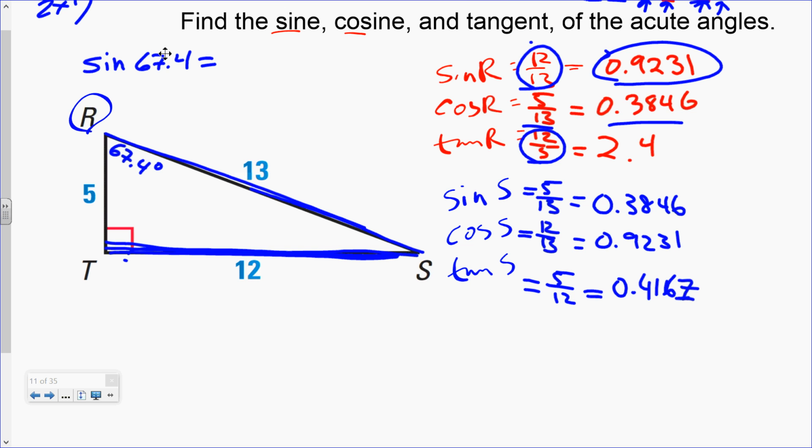You guys get 0.9232? Like Melgar? Vamos, you get it? Padilla, you get it? All right, I'll wait for you guys. Hit sine 67.4 degrees. You got it? I'll wait for Padilla. So hit sine 67.4 degrees.